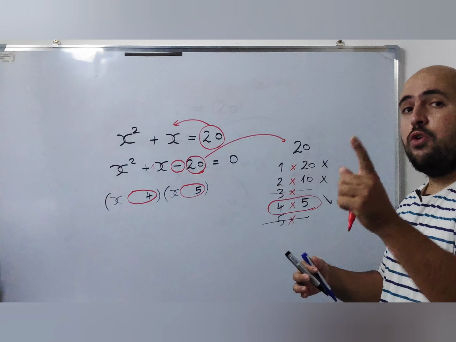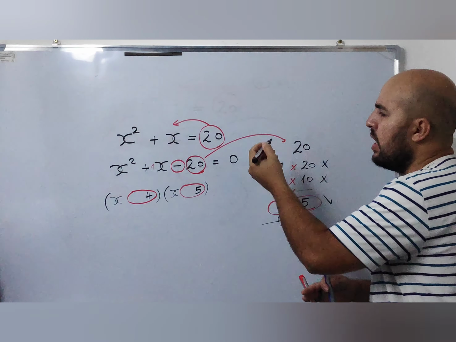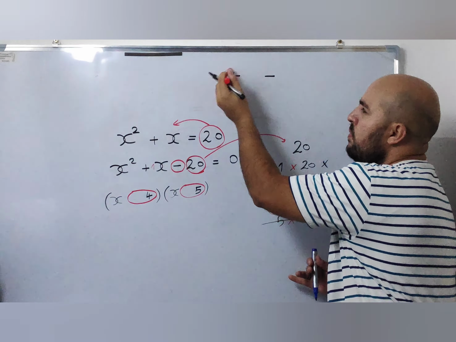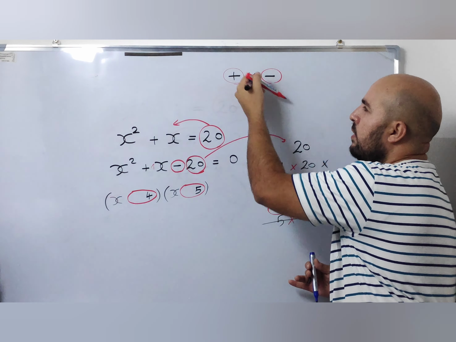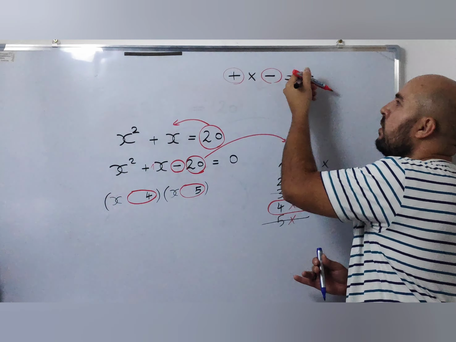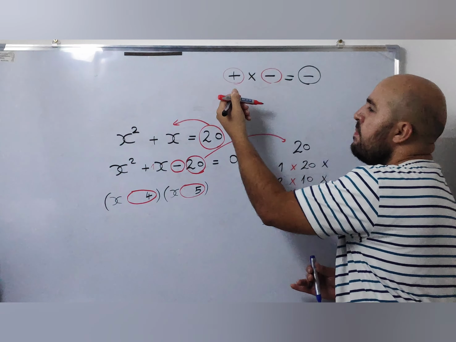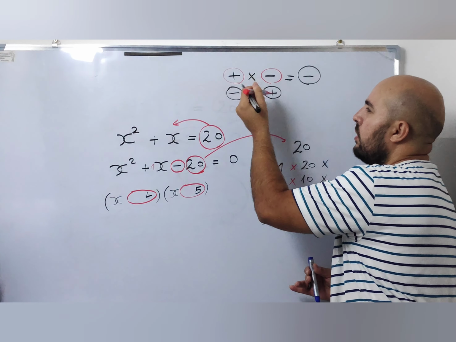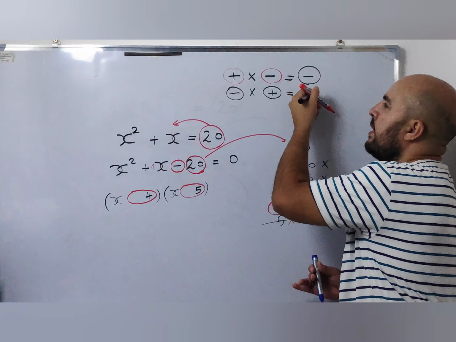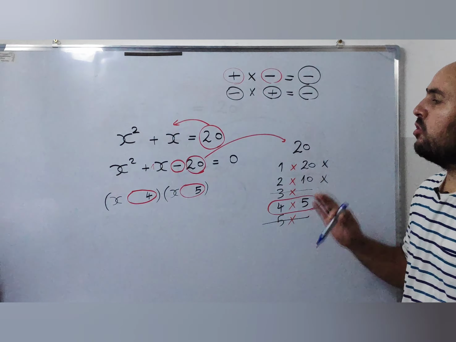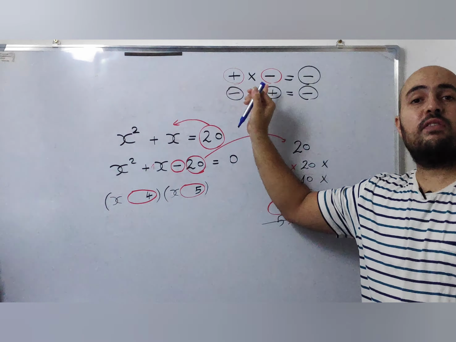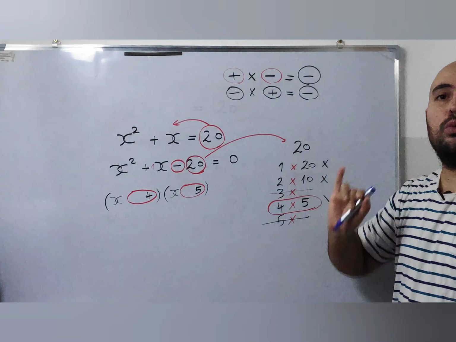Very good. When you multiply different signs, if you have a positive and a negative number, when you multiply them, you will get what? Very good. You'll get a negative answer. Same idea if you have a negative and a positive. When you multiply them, you'll get a negative answer. So the idea of multiplying signs: if you have different signs, the answer will be negative.